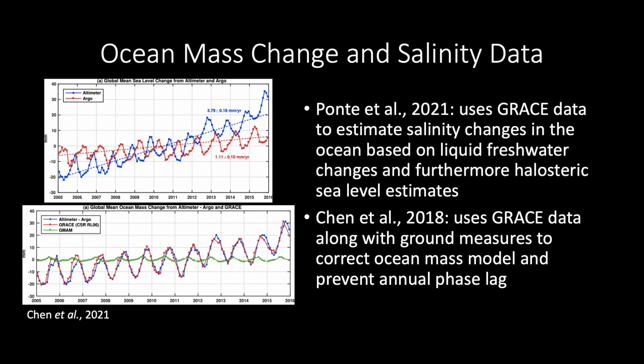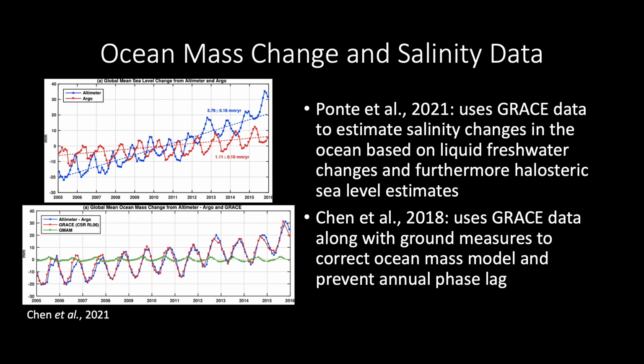Chen et al. actually looks at increasing fidelity in global mean sea level change. And so Chen et al. actually uses altimetry data as well, and it looks at it in concert with Argo floats. Argo floats are physical floats on the ocean's surface that are used to measure the changing height of the ocean.